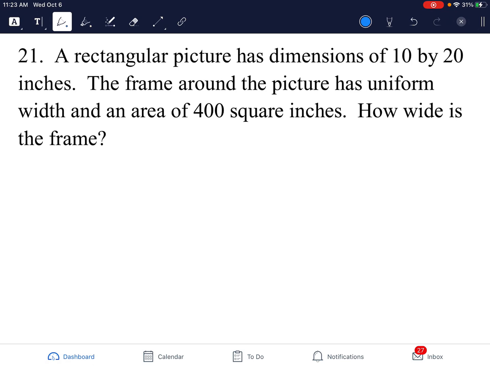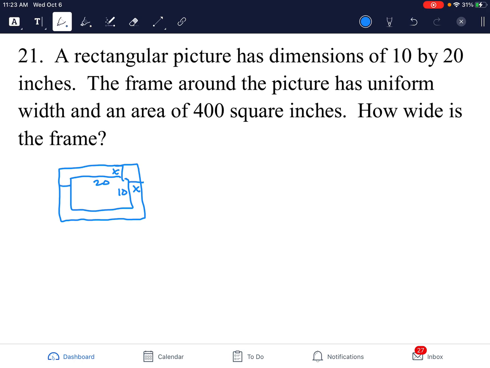A rectangular picture has dimensions of 10 by 20 inches. So we have our picture. It is 10 by 20. The frame around the picture has a uniform width. Uniform width means that this and this value are both x's. Okay, and an area of 400 square inches. So just the frame itself has 400 square inches of area. I don't know how wide the frame is. Well, the first thing we need to do is figure out what the dimensions of the frame are.